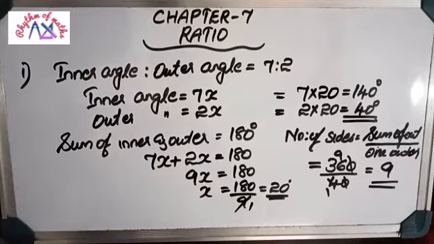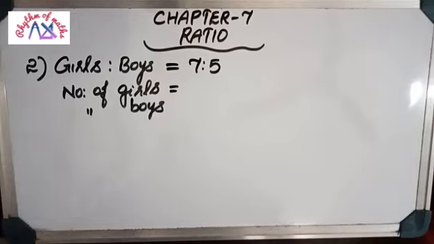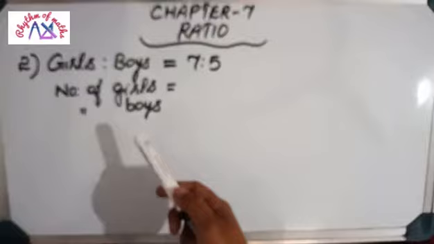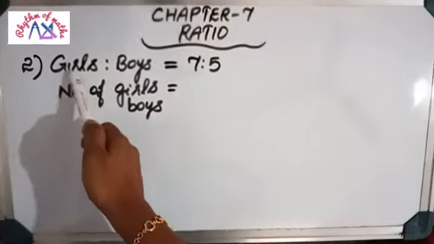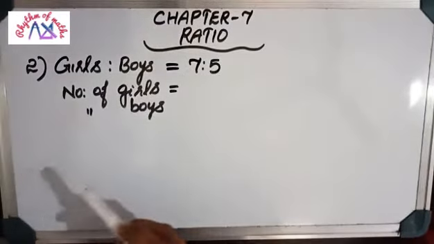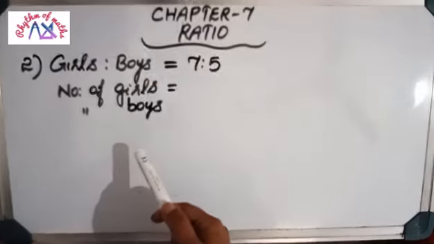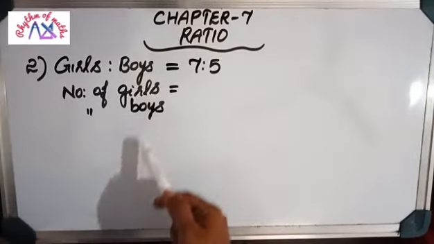Now let's do the second one. The number of girls and boys in a class are in the ratio 7:5, and there are 8 more girls than boys. How many girls and boys are there in this class? In the question it is given that the number of girls and boys in a class are in the ratio 7:5. So you have to write girls is to boys. If it is boys and girls, you have to write it as boys is to girls. So here it is girls is to boys. The ratio is 7:5.